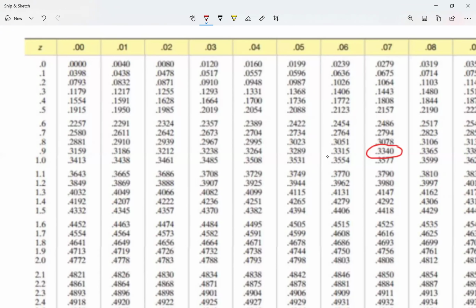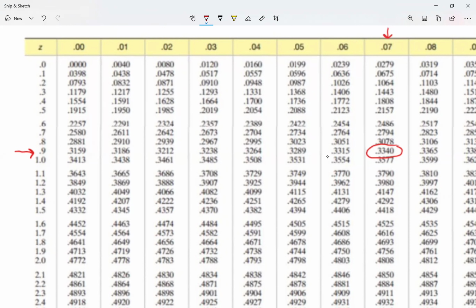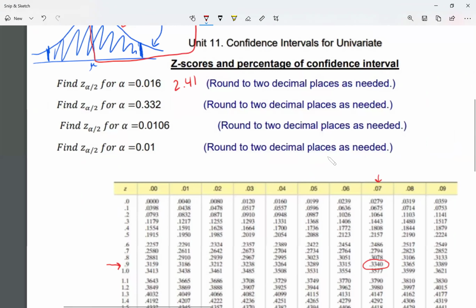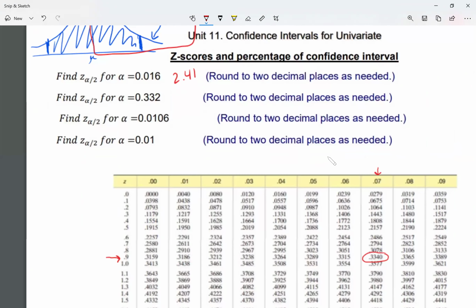Now, what's my C-score on that one? I see here on the left is 0.9. Here on the top is 0.07. So I'm going to say my C-score for this one is going to be 0.97, rounded to 2 decimal places. Okay, so I'm good.